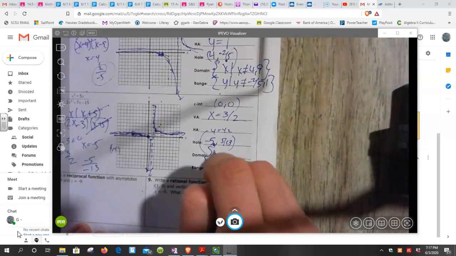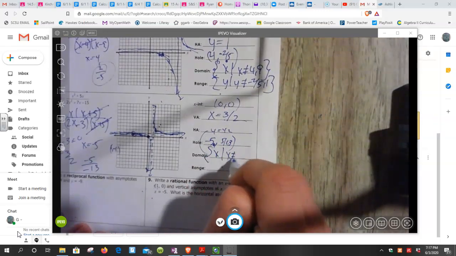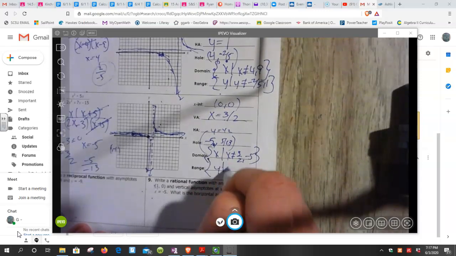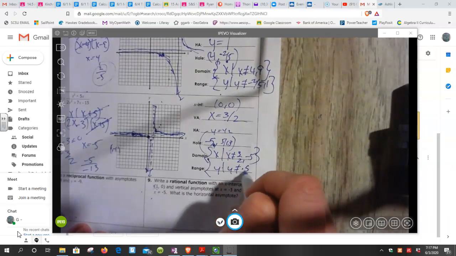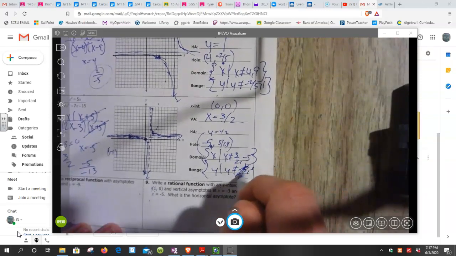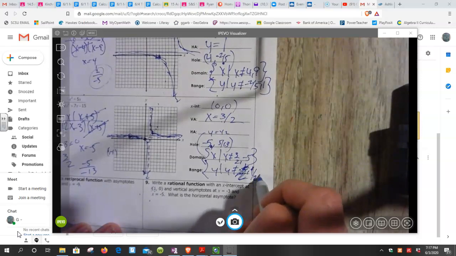And your domain is x such that x does not equal 3/2 or negative 5. And the range y such that y does not equal 0.5 or 5/13. Oh, 1/2. Not 0.5, 1/2. Unlike fractions. 1/2 or 5/13.